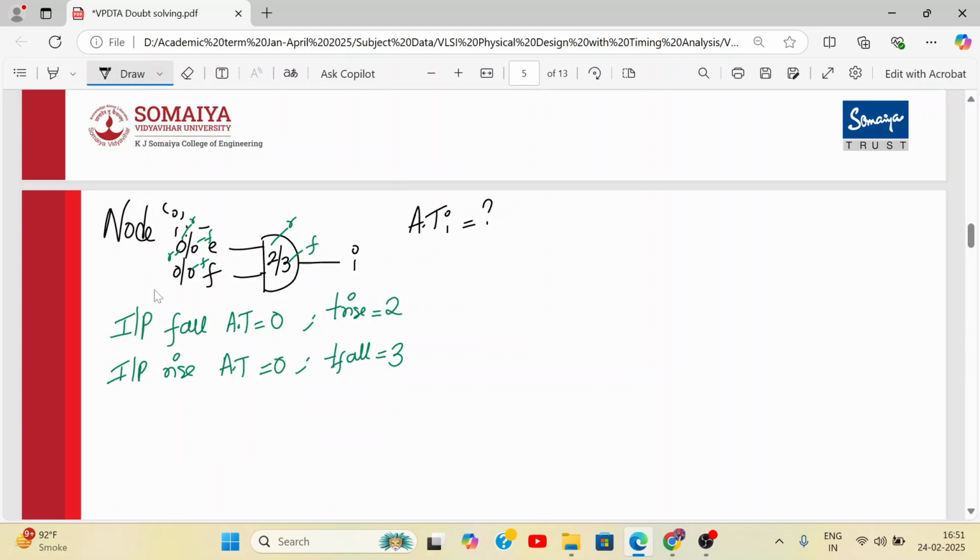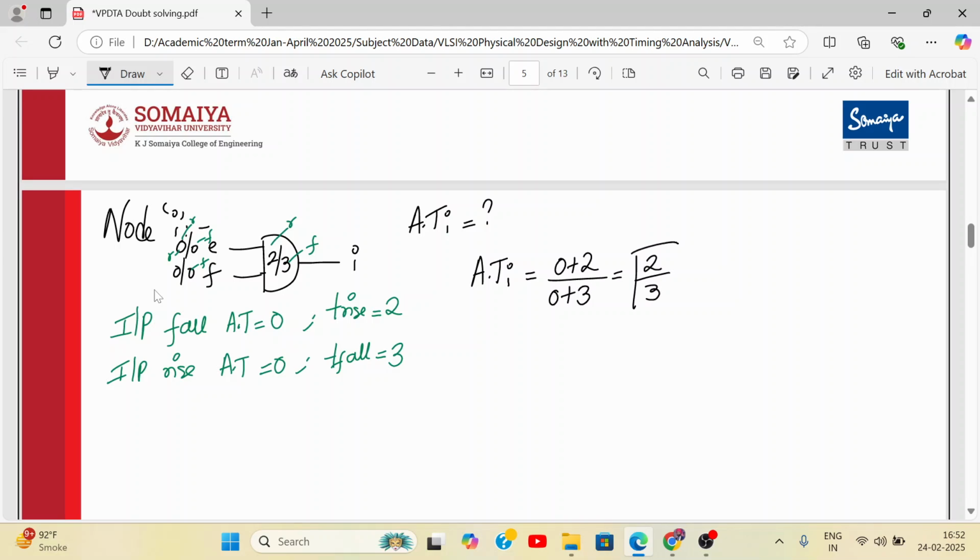Alright. Now let us calculate the arrival time at node I. Output rise arrival time will be maximum of input fall arrival time plus t rise, so it will be 0 plus 2. Output fall arrival time will be maximum of input rise arrival time plus t fall, so it will be 0 plus 3. So that will be 2 by 3. That's the arrival time at node I.